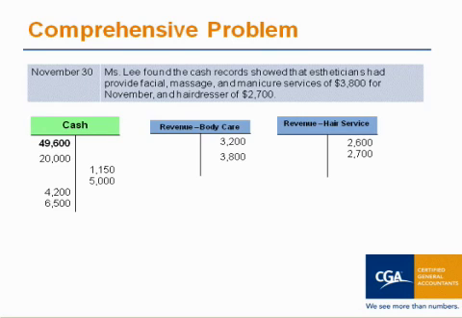On November 30th, initially, the cash records showed that estheticians had provided facial, massage, and manicure services of $3,800 in November, and hairdressers of $2,700. So these are cash records. So this indicates that all of the cash has been received. So $3,800 plus $2,700 is $6,500. So we're going to increase our cash account balance by $6,500. We will debit the cash account balance by $6,500. We're also going to recognize the revenue for body care and hair service by crediting body care $3,800 and hair service $2,700.